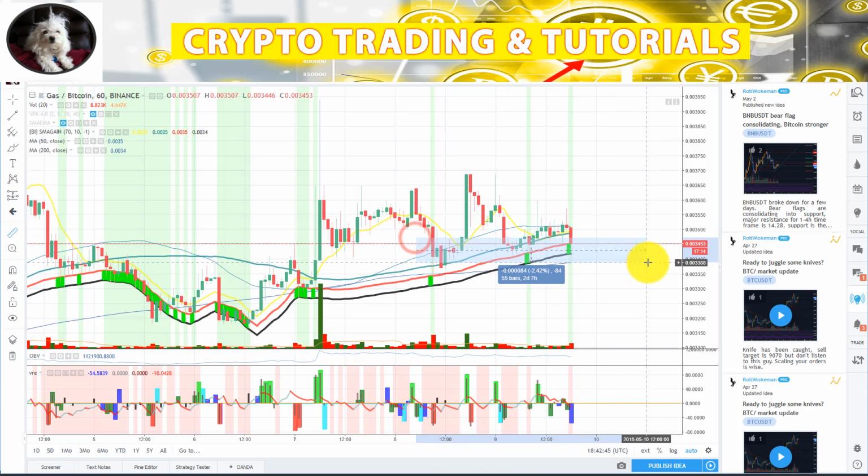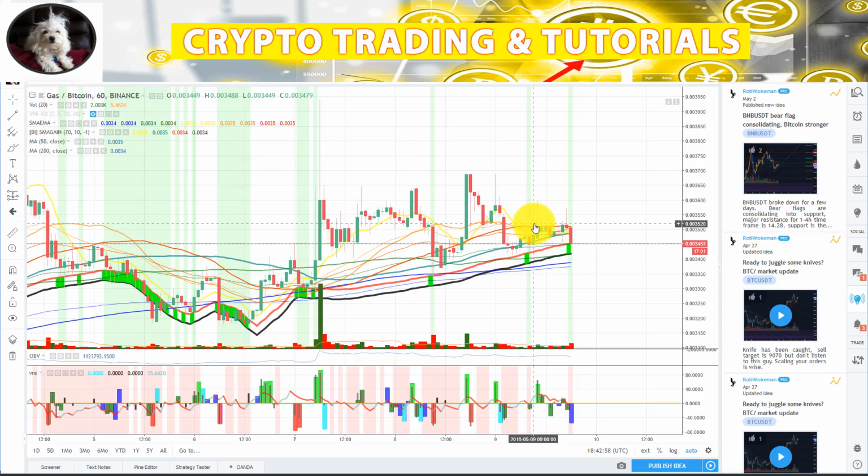It might cross this whole support or resistance zone, right? That's what we're expecting. If we throw in some moving averages on here, right? You'll see that it's crossing a lot of different moving averages. So it'll start signaling people that are trading off moving averages.